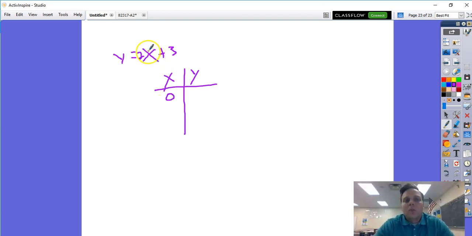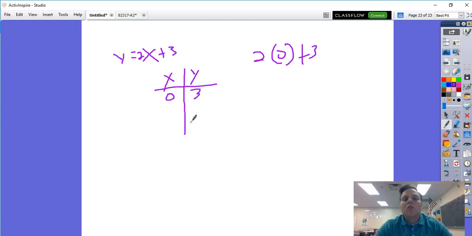No, because you can plug in a 0. You just simply get 2 times 0 plus 3. And what do we know 2 times 0 is? 0. And we know 0 plus 3 is 3. So then we know that one possible domain value is 0 and one possible range value is 3. So this is an input and this is an output, but is this the list of all possible inputs? And is this a list of all possible outputs? No, it's not. We simply don't have them all written down.